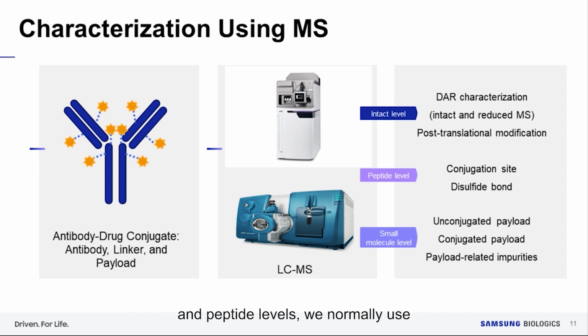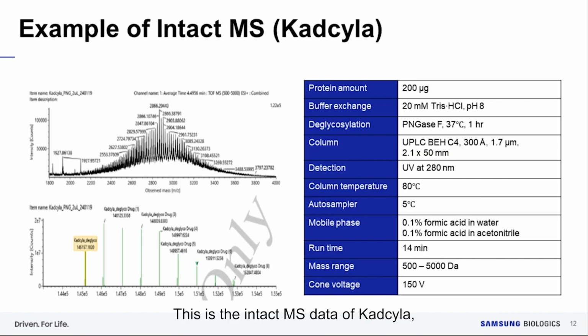And for intact level and peptide level, we normally use Waters Synapt XS model for large molecules. This is the intact mass data of Kadcyla, one of the products utilizing lysine conjugation. The mass to charge spectrum profiles are shown. The peaks of the glycosylated Kadcyla were observed. Peaks of R1, 3, 4, 5, 6, and 8 were observed.